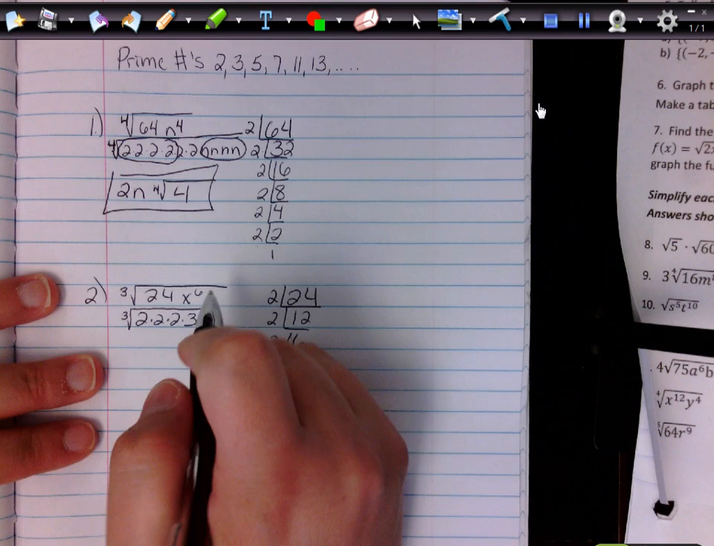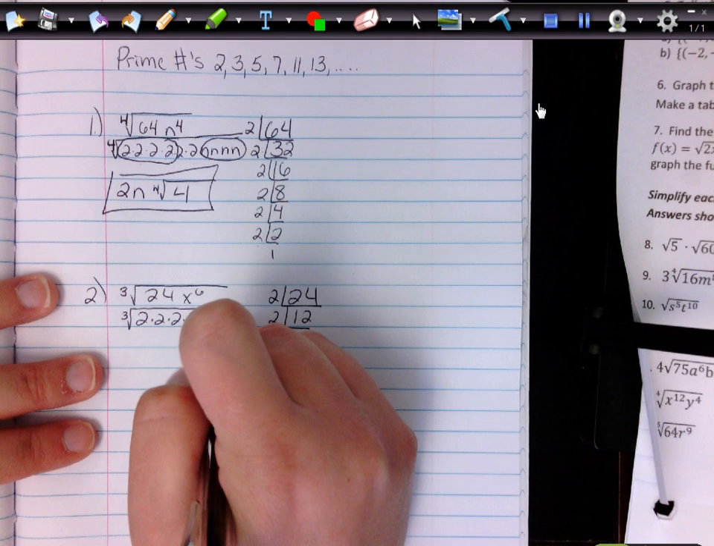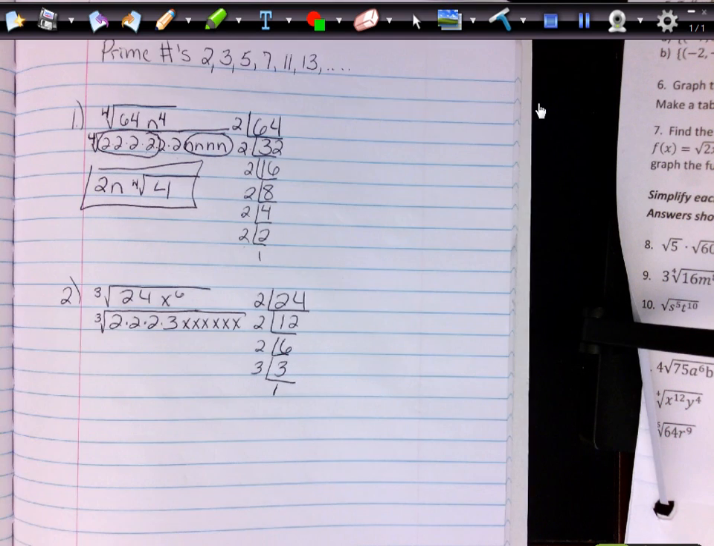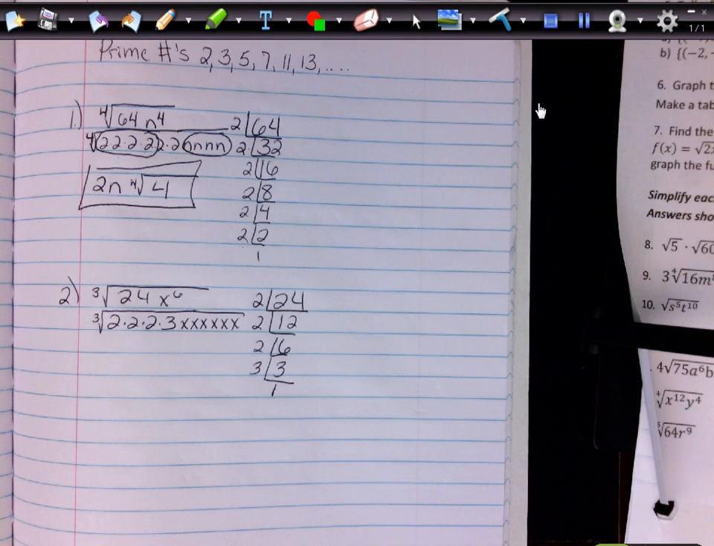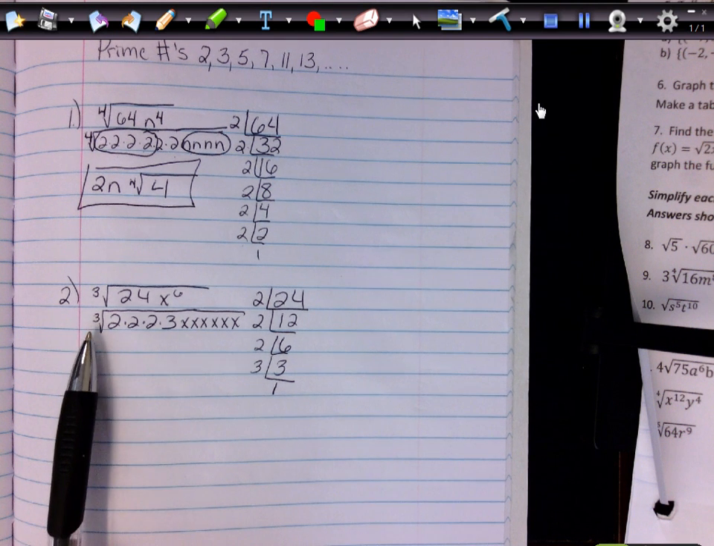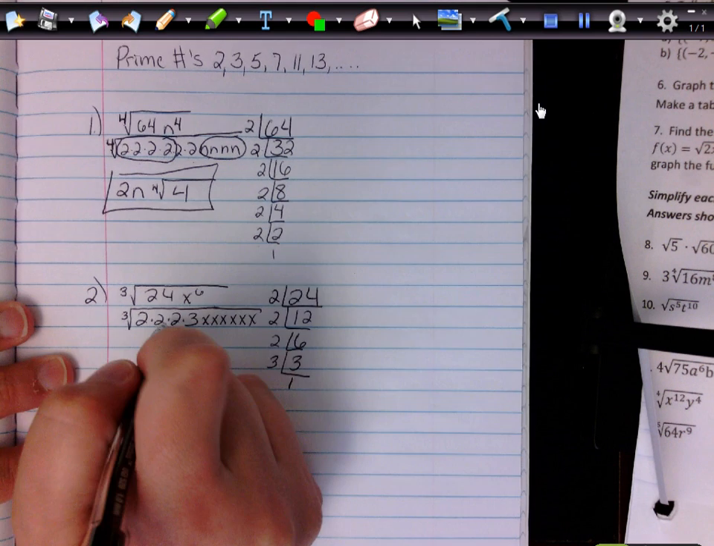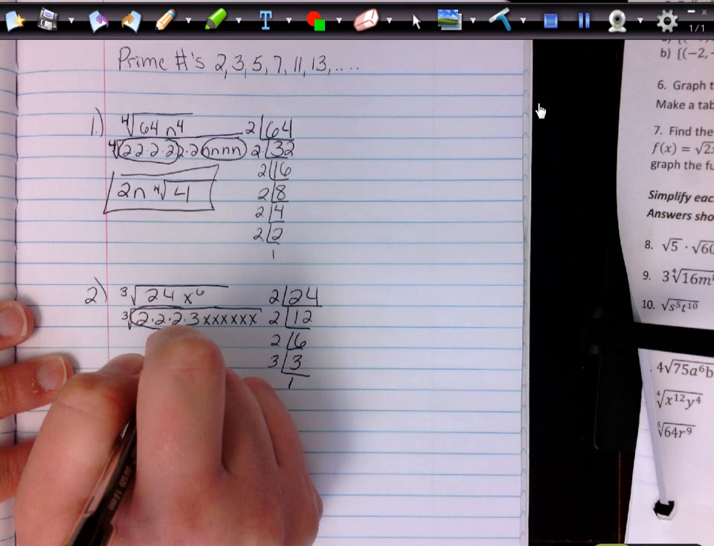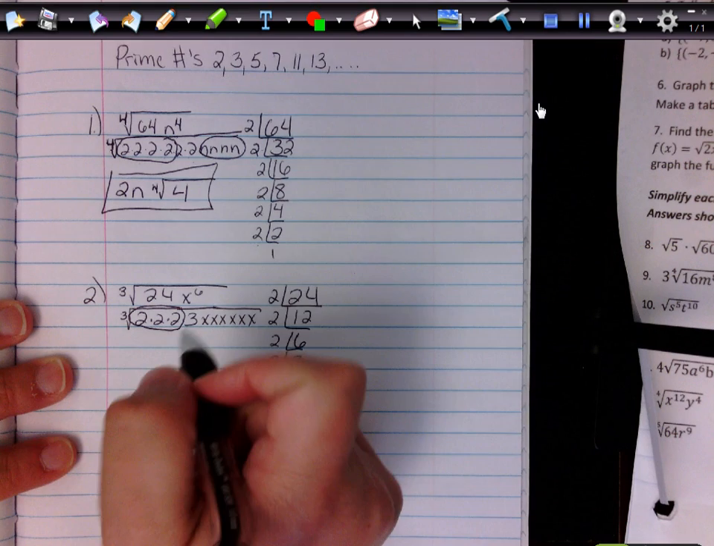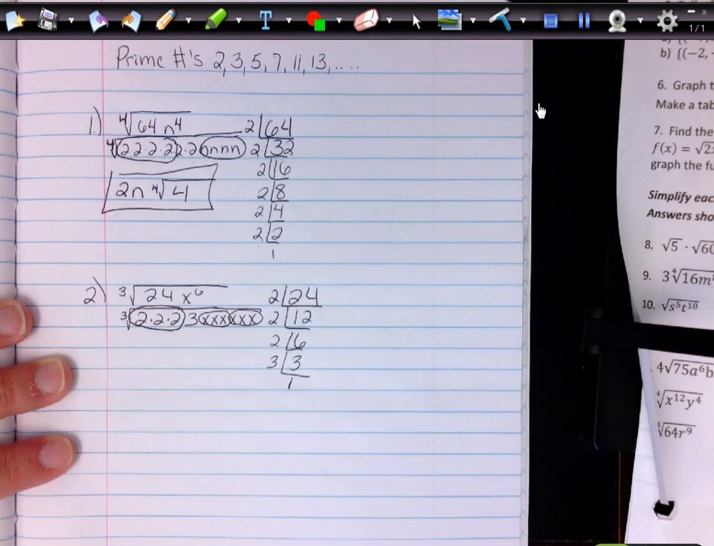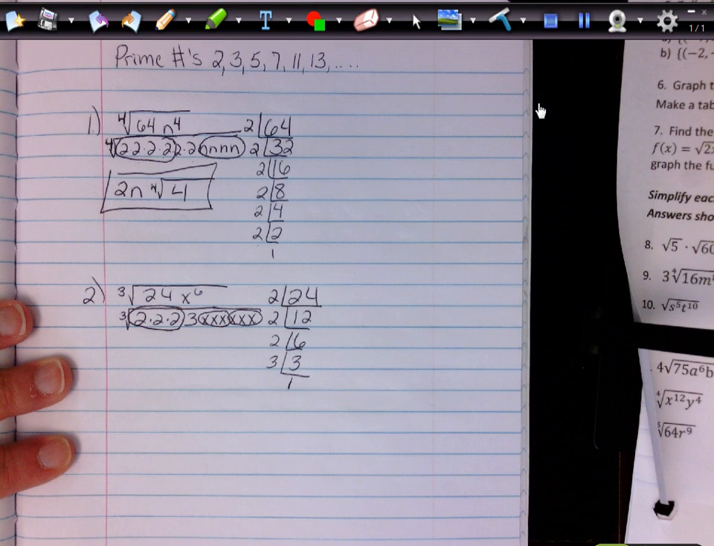And then I'm going to write my 6 x's, 1, 2, 3, 4, 5, 6. So once I've rewritten it, again, I'm going to look and say, okay, this is a 3rd root, so I need a group of 3 of the same in order to circle. And I have a group of 3 2's. And I have 2 groups of 3 x's. So that shows me what I can take out.